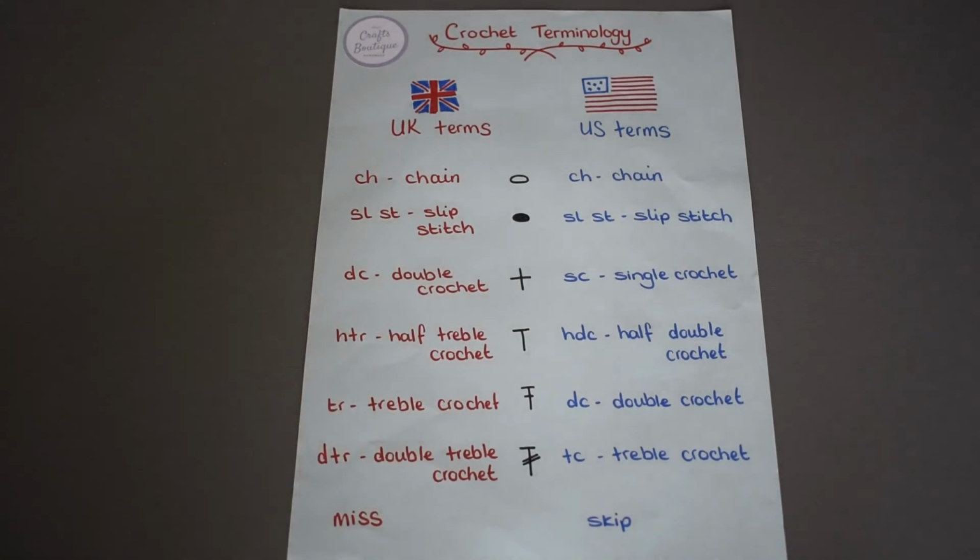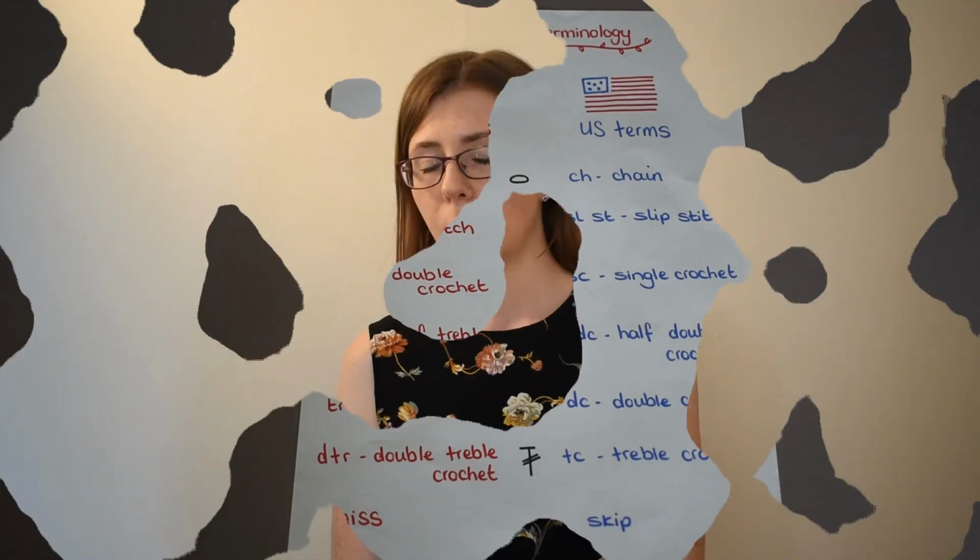So I find it really helpful when I get a new pattern just to have a quick look back at this sort of cheat sheet to remind myself of which stitch I'm doing and which terminology the pattern is using. So generally your pattern will tell you which terminology it's written in, but sometimes it doesn't, and there are a few tricks you can use to tell which terminology it's written in.